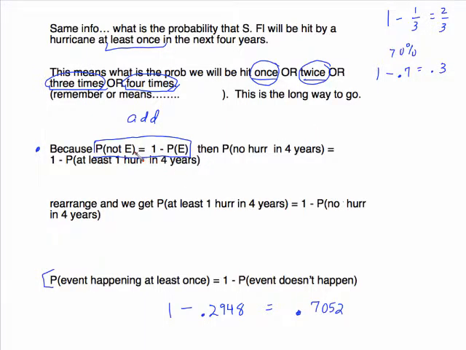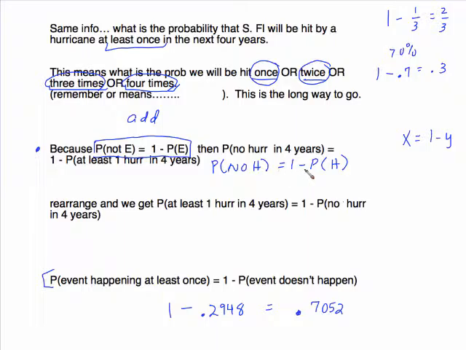So getting it out of the lingo of E, let's talk specifically hurricanes. So the probability of no hurricane in 4 years equals 1 minus the probability of at least 1 hurricane in 4 years. All right, what I've done here is I have taken this statement and I've just abbreviated a little bit. I've written this as P of no H, that was no hurricane in 4 years, equals 1 minus P of H, meaning at least 1 hurricane in 4 years.